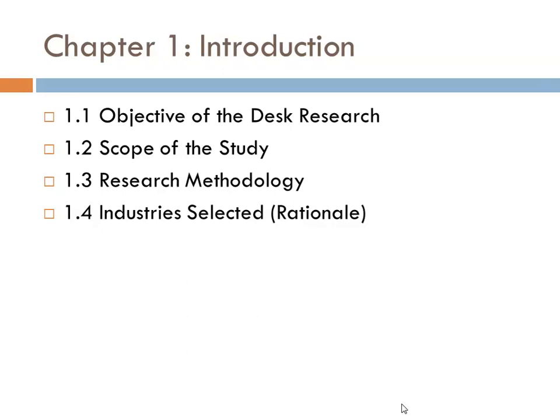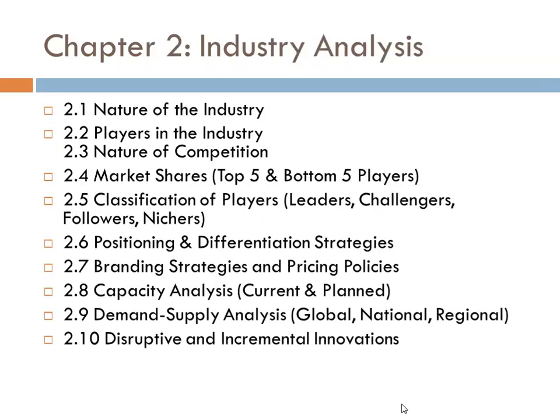So, in short, objective of this study half page, scope half page, research methodology half to one page, and industry rationale half to one page. So, chapter number 1 consists of only 2 to 3 pages. And here in chapter number 1, you have to take help from the teaching faculty.